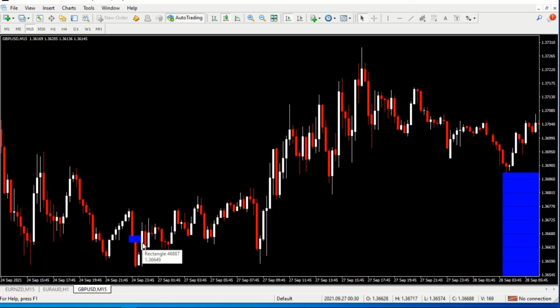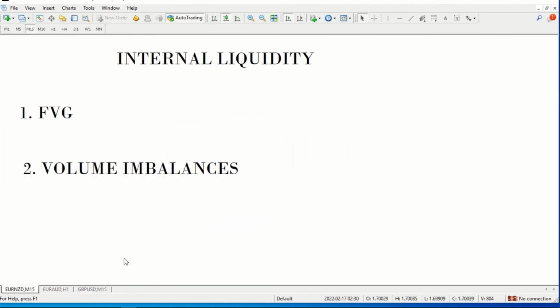One thing you must know about trading the volume imbalance is that as soon as you see the volume imbalance being formed, you don't have to quickly jump into the market. You must wait for the price to fill the imbalance first before you trade. So on this note, I purposed to talk about these two types of internal liquidity. There are many; we have liquidity pool, liquidity void, and so many more. For the purpose of this video, I don't intend to make it long.